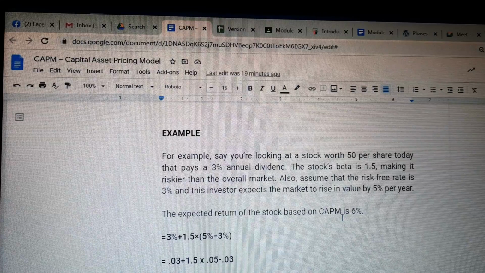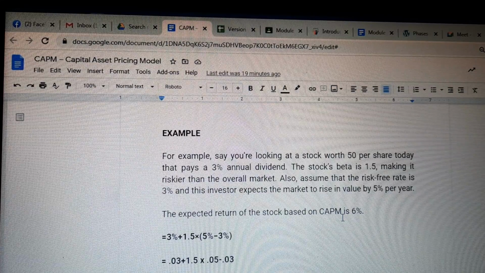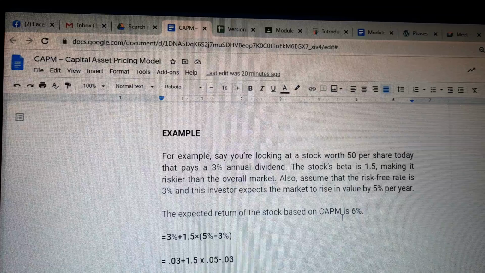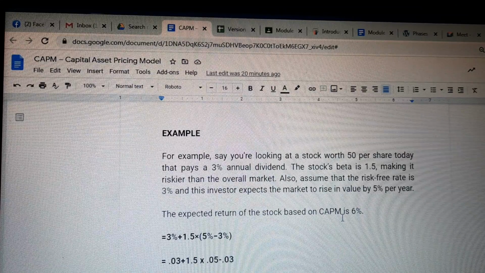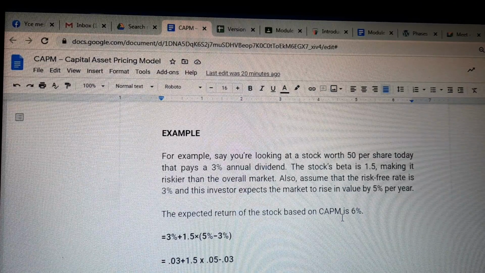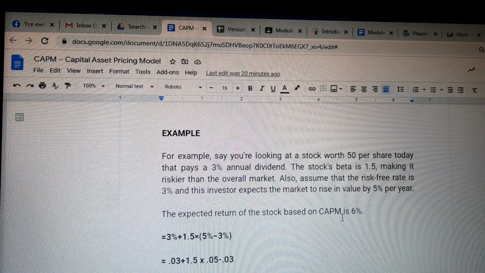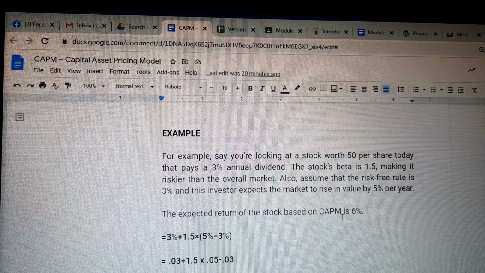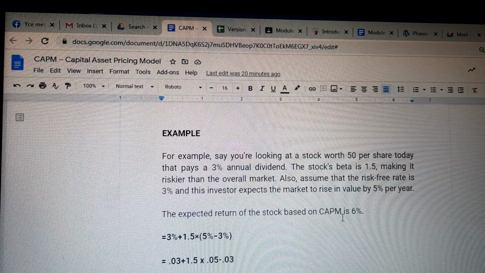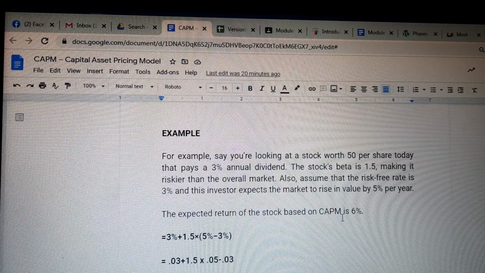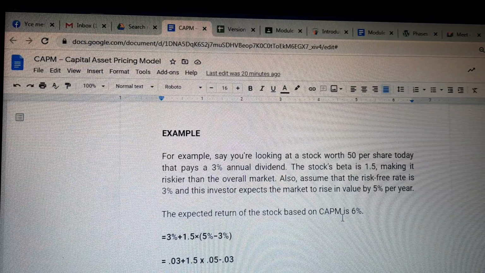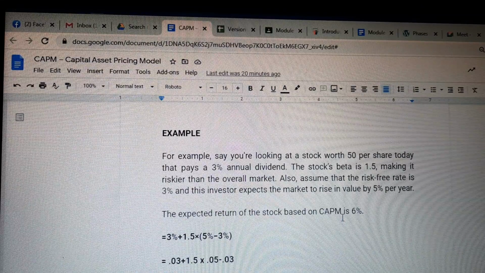The annual dividend that you receive is 3% yearly. Then, the stock beta is 1.5. Risky siya kay the bigger the beta, the riskier the asset, or the riskier the stock is.